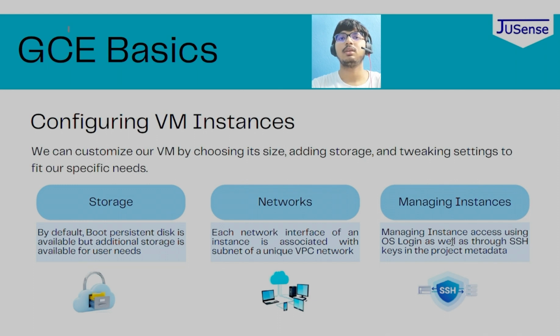Next, we have networks. Now, each network interface of an instance is associated with a subnet of a unique VPC network. That is, when you create an instance, if you have a certain subnet for a certain instance, your private cloud will basically connect to that subnet that you have created before. For this, you can add labels to your VM instance at the time of creation.